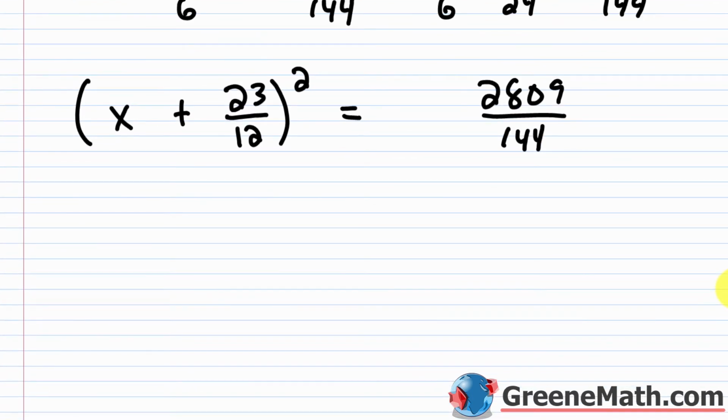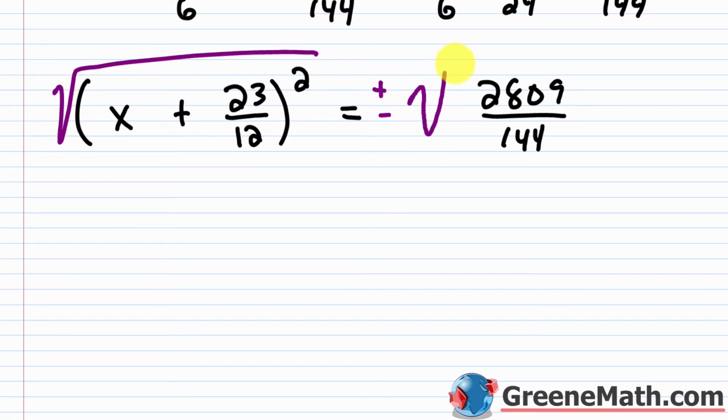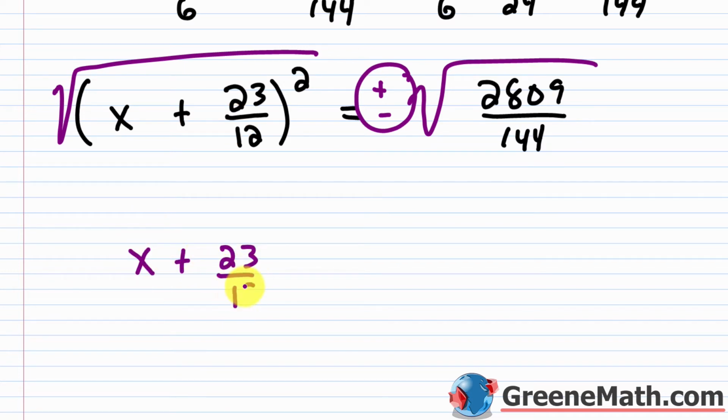All right, so we can solve this using our square root property. Square root of this side plus or minus the square root of this side. Again, don't forget this. So over here I have x plus 23/12 is equal to plus or minus the square root of 2,809, which is 53, over the square root of 144, which is 12.